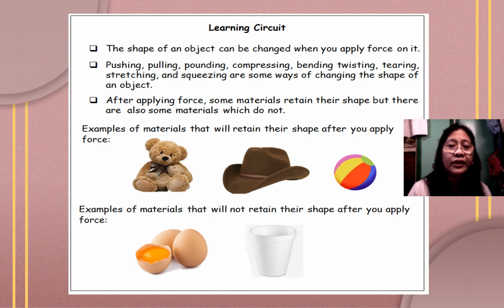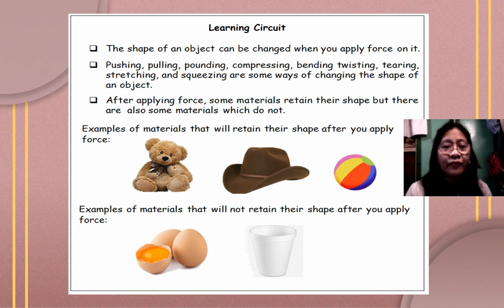Okay, to summarize your learning circuit for lesson 1, here are the ideas or the concepts that we formed. The shape of an object can be changed when you apply force on it. Pushing, pulling, pounding, compressing, bending, twisting, tearing, stretching, and squeezing are some ways of changing the shape of an object.